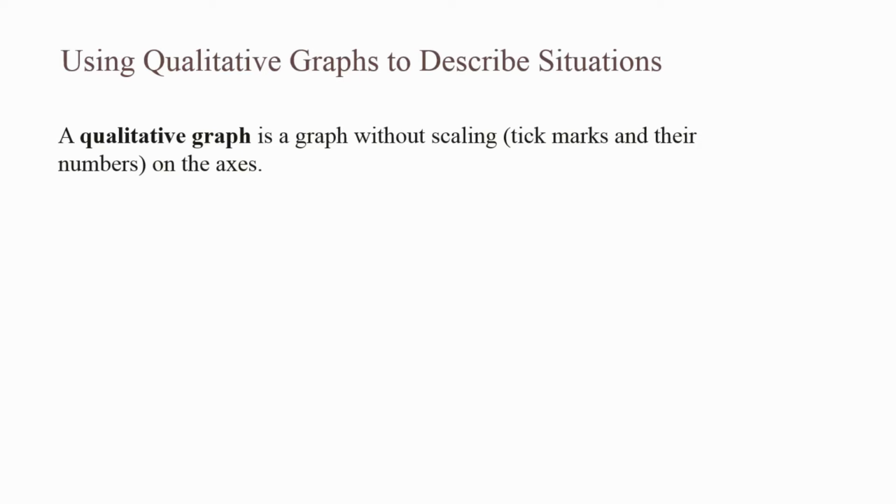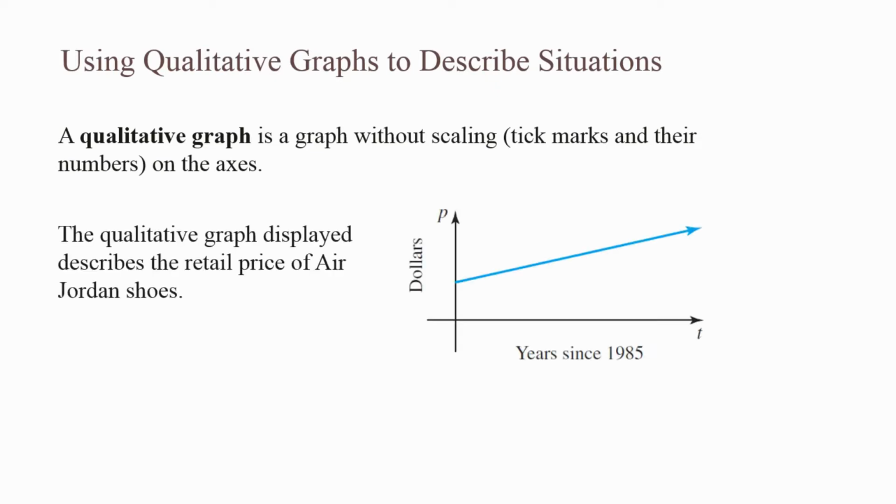Using qualitative graphs to describe situations. A qualitative graph is a graph done without scaling on the axis. In this qualitative graph, we are looking at the retail price of Air Jordan shoes in the years since 1985 to present. Our axis T represents time, and our axis P represents the price.